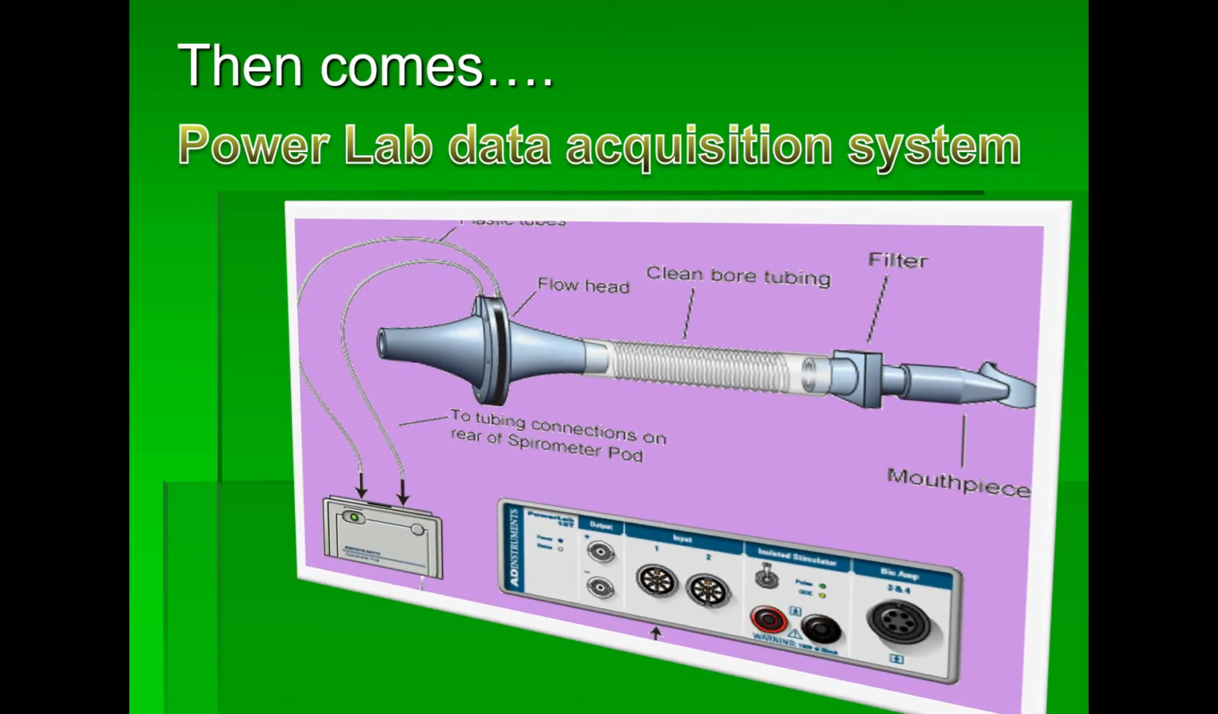And then comes the Power Lab data acquisition system. In the Power Lab data acquisition system, we are not limited to paper. We can record as much as possible, and we can zoom in and zoom out, meaning we can increase the size of the graph to see the activity of any experiment. So what is a data acquisition system? A data acquisition system is basically a data acquiring system, meaning you acquire the data by performing different practicals.